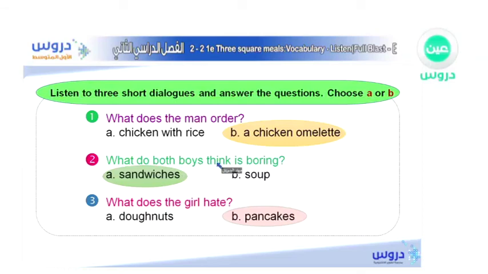On the second one, one of the boys was having soup, and his friend told him, you don't usually have soup for lunch, and he said, yeah, but I'm bored of sandwiches. So the other friend said, yeah, sandwiches are actually boring. They both think that sandwiches are boring. On the last one, the girl asked her mother what she was making, and she said, I am making pancakes for your brother. And she said, but I hate them. So she actually hates pancakes.